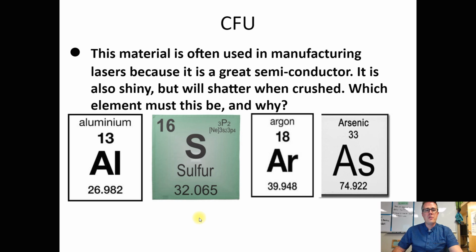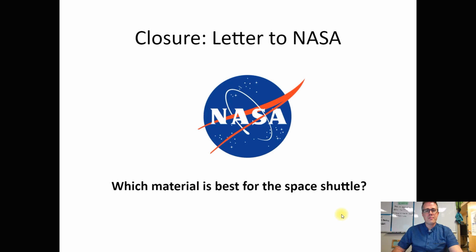Next one, this material is often used in manufacturing too, but it's used in manufacturing lasers, and that's because it's a great semiconductor. It's also shiny, but will shatter when it's crushed. Which one must it be and why? Pause the video and think about it. Let's check. Aluminum is a metal. It won't shatter. Sulfur is non-metal. The only one that is a metalloid in this list is arsenic. Arsenic is actually used in lasers, even though it's super poisonous. If you've ever heard of arsenic as a poison, it used to be an old-timey poison, but it is the only metalloid from the list.